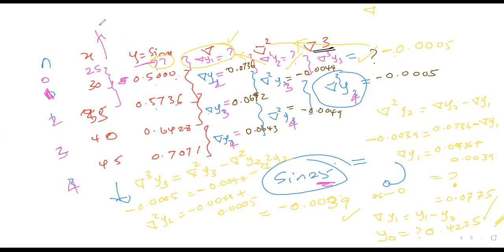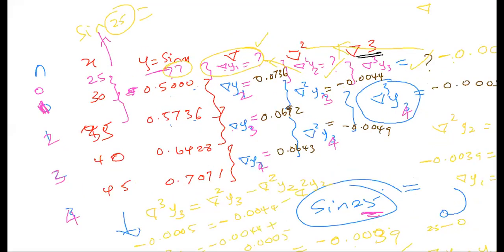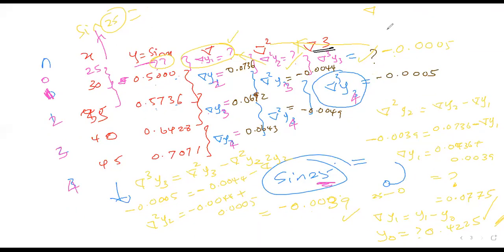So this is how you have to answer this question. Not just put the 25 in the calculator and find the sine of 25. Okay, that's not the point. So you have to work through this much. Okay, give me a second. So they gave the points, so the third difference will be constant.